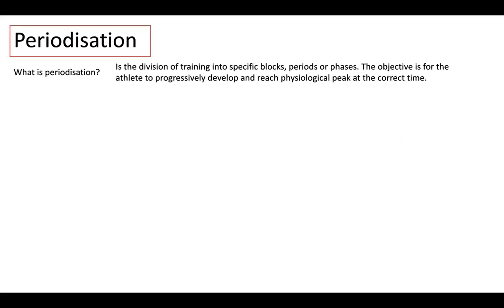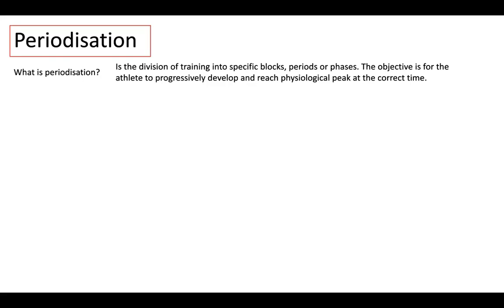So first of all, what is periodisation? Periodisation is the division of training into specific blocks, periods or phases. Let's just think of it as specific blocks. So it's division of training, or splitting up our training into specific blocks. The objective of this is to progressively develop and reach physiological peak at the correct time.